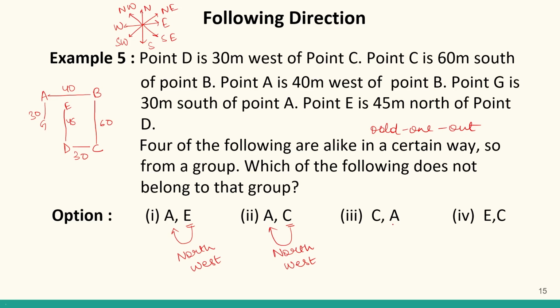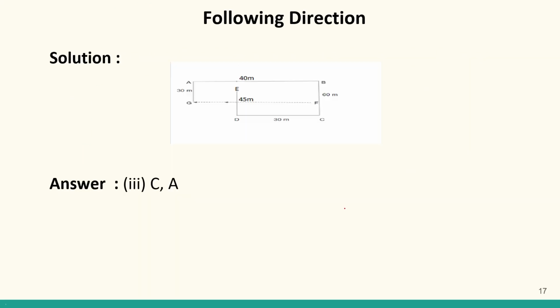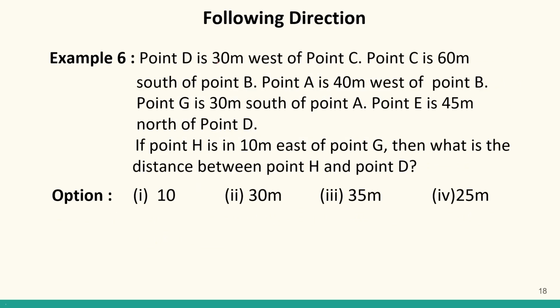The direction of C with respect to A will be in southeast direction. And the direction of E with respect to C will be again in northwest direction. So I can say that all these three follow the same direction except option number 3. So my answer will be option number 3, CA, because it follows a different direction. Now, again, the same information, a different question.